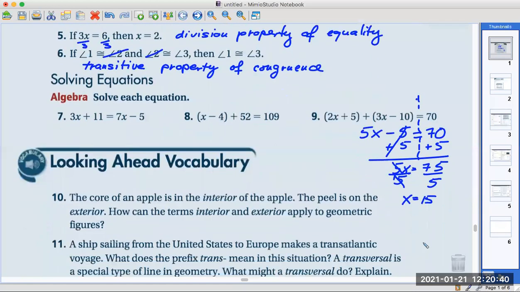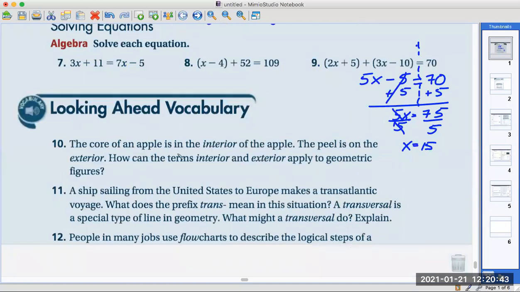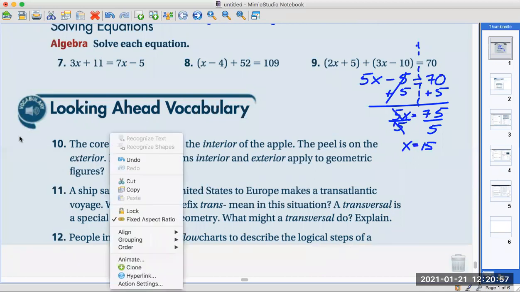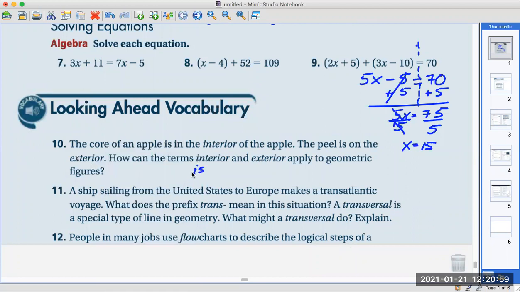And then we have some vocabulary words. The core of an apple is in the interior of the apple. The peel is on the exterior. Interior, exterior are words you're going to see today. Applied to a geometric figure, interior is inside the figure, and exterior is something outside of a figure.